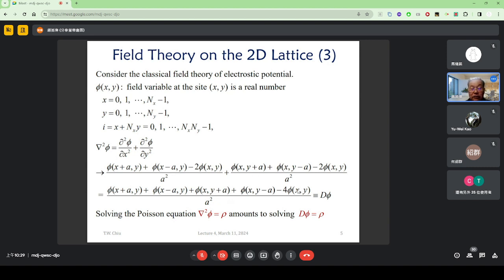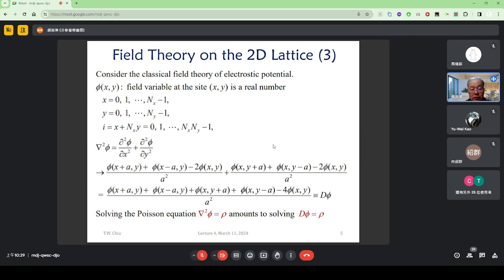electrostatic field Laplace equation. So there's the Laplacian of phi equal to rho, and that's the Poisson equation. If rho equals 0, that's called the Laplace equation. But in general, with the charge density rho, this is called the Poisson equation. So first, I have to write the Laplacian in discrete form.